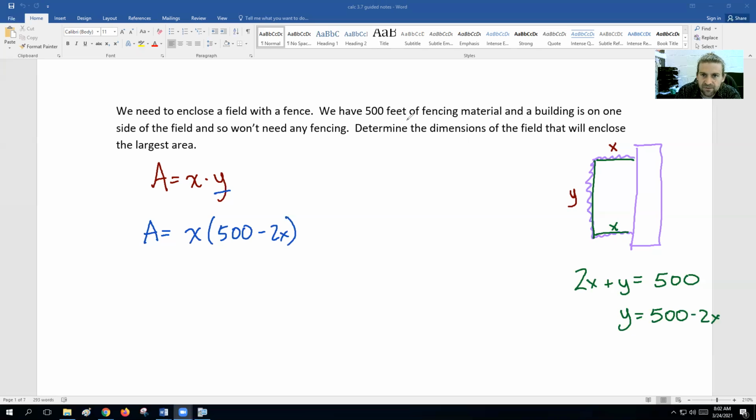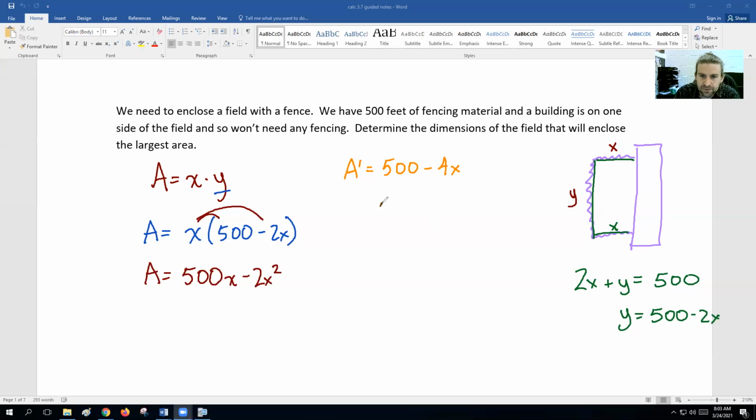We could take the derivative as it is, but it'd probably be better to distribute it out like we did in the first problem and the second problem. So we have an easier problem to take the derivative of. All right, so let's take the derivative of that. The derivative of 500x is 500. And the derivative of negative 2x squared is negative 4x.